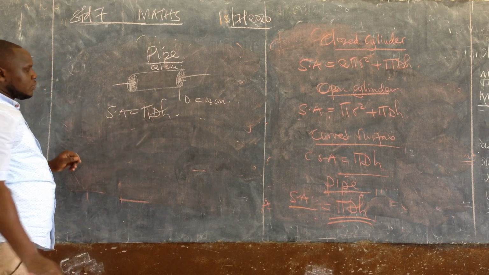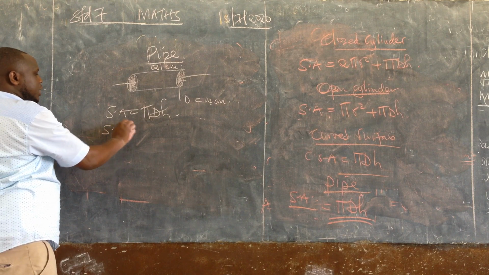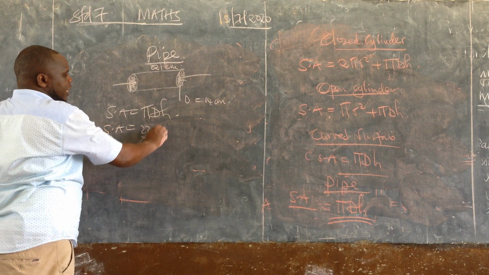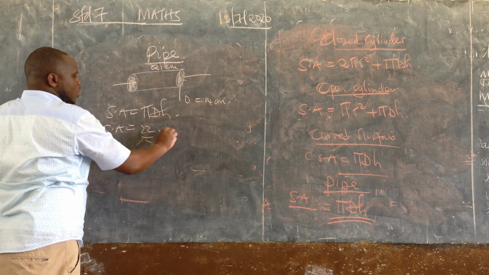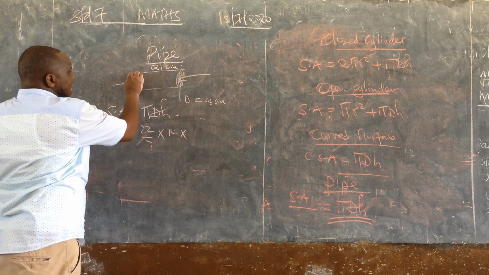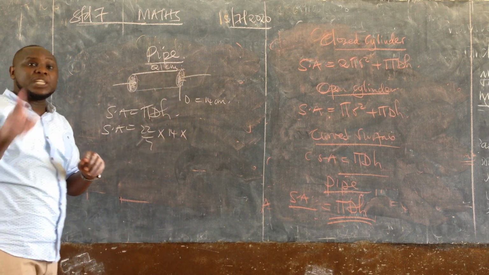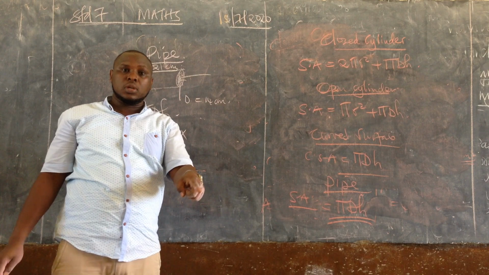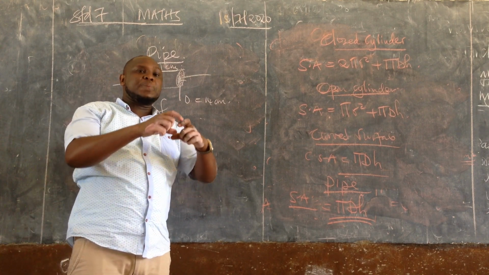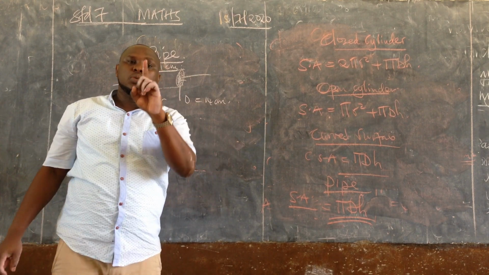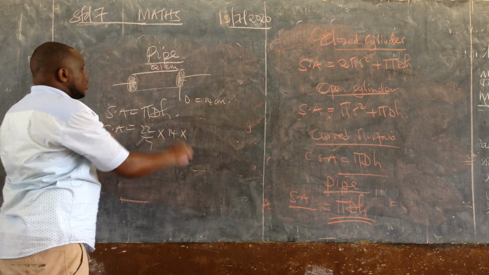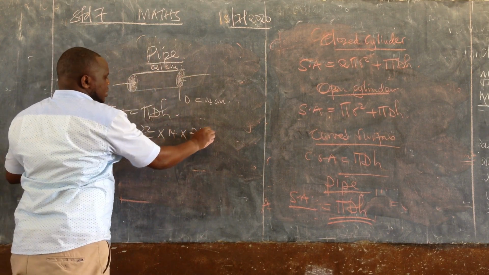Simple as that. And so the surface area is going to be pi, 22 over 7. The diameter, what's the diameter? 14 centimeters. And the height becomes the length. If they mention the length in the question, that they tell you the pipe is of this length, that becomes the height. So the height is going to be this one here, 21 centimeters.